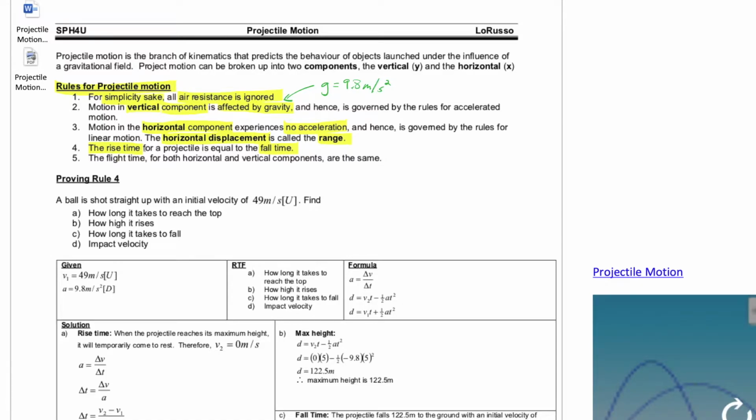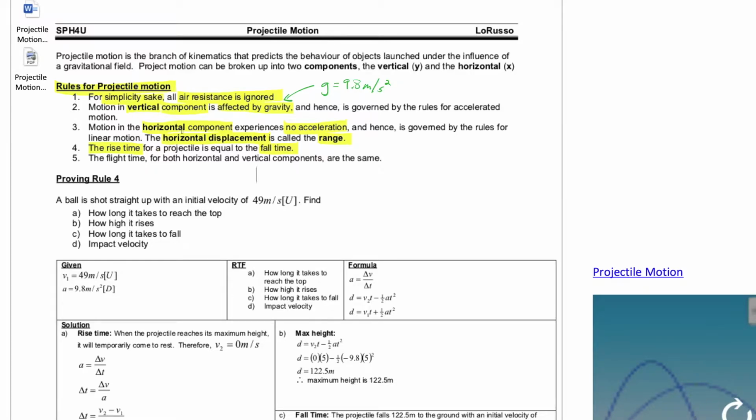An important thing to note is that at the top of the launch, the highest point, the projectile comes to a temporary stop in the y component. So let's say we shot the projectile straight up with no horizontal component of motion. When it reaches its maximum height, it has to temporarily stop and then start to fall again.